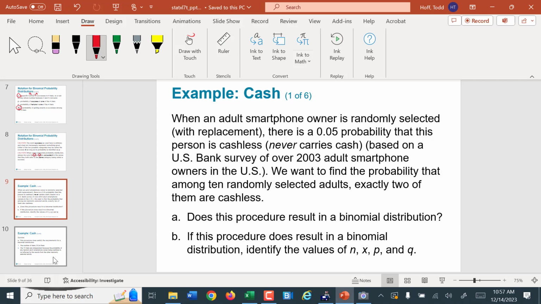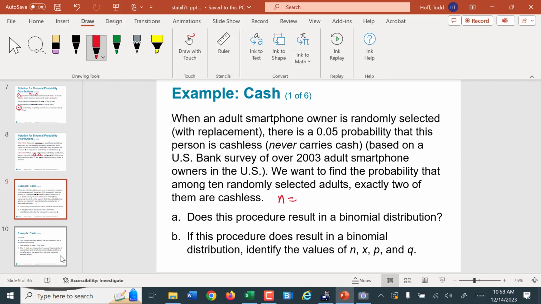So here's our example. When an adult smartphone owner is randomly selected with replacement, so that we're guaranteeing that the probability of success stays the same from one trial to the next, there's a 0.05 probability that this person is what we call cashless. They don't carry cash. They use all credit card or phone pay of some sort. Of course, in 2003 phone pay was not a big thing at that point. We want to find the probability that among 10 randomly selected adults, exactly 2 of them are cashless.